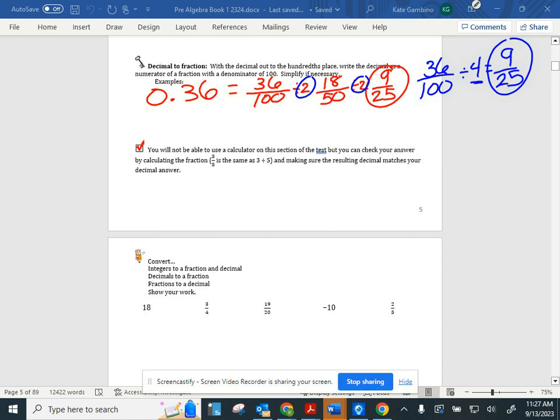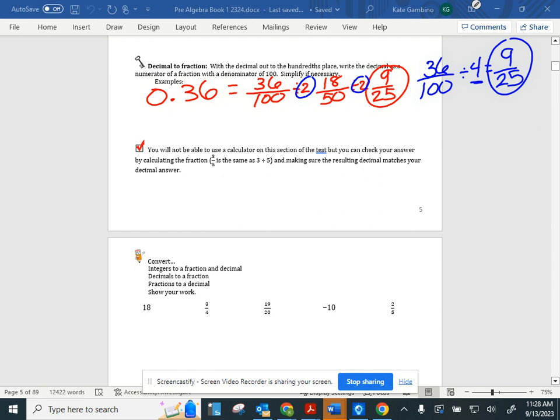Next section, you will not be able to use a calculator on this section of the test. So when it comes to test time, no calculator for this part. But on our homework, you can check your answer by calculating the fraction. So 3/5 is the same as 3 divided by 5, and making sure the resulting decimal matches your decimal answer. On our homework, you can check your answer with a calculator.